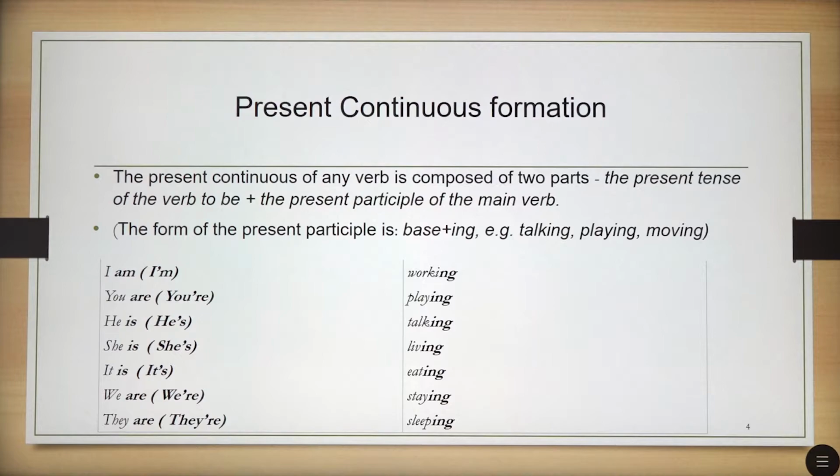I am, or the contraction, I'm working. You are, you're playing. He is, he's talking. She is, she's living. It is, it's eating. We are, we're staying. They are, they're sleeping. So you can use the contraction or the full form.